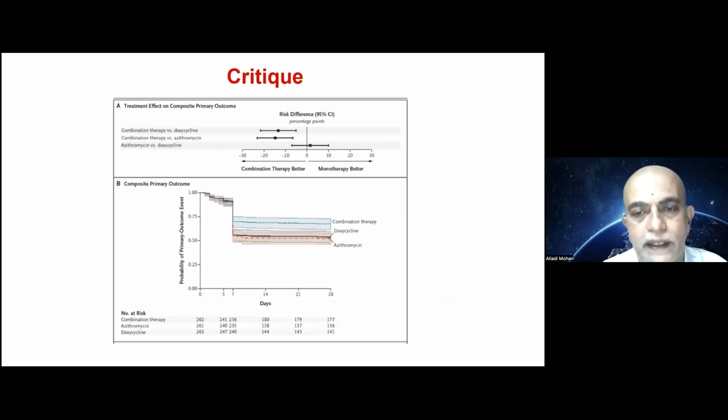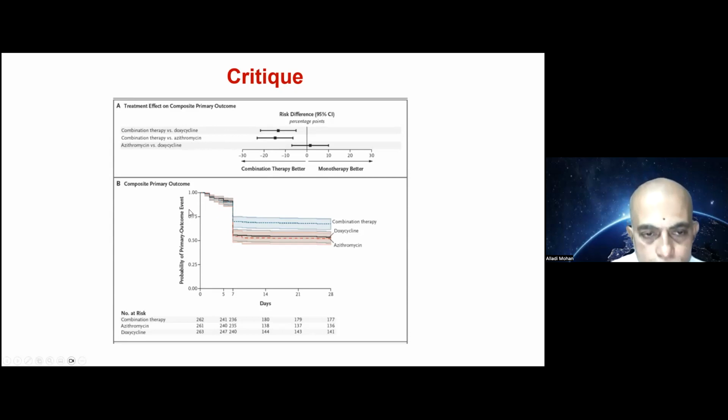If you look at the primary outcome depicted in this study, the upper panel A is a forest plot. The panel to your left side, combination therapy is better. The monotherapy is better, is towards your right side. Clearly, combination versus doxy, combination versus azithromycin is in the combination therapy side.